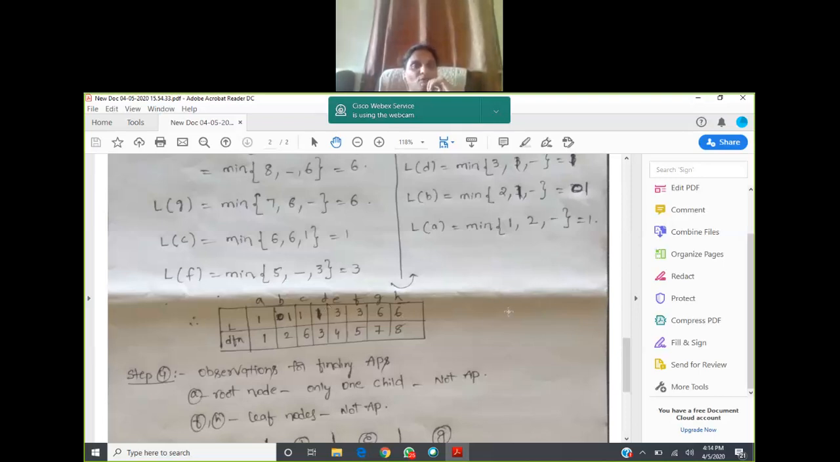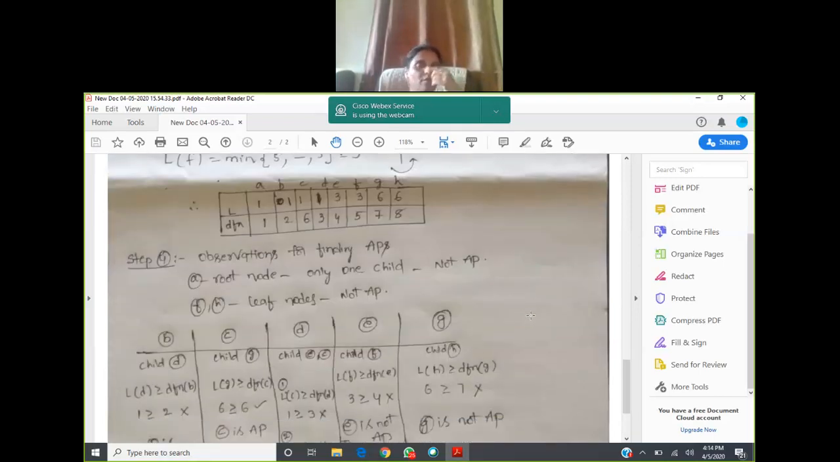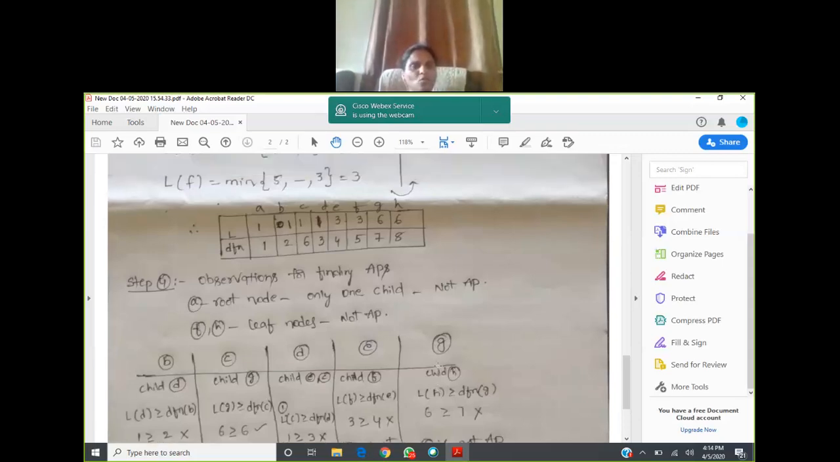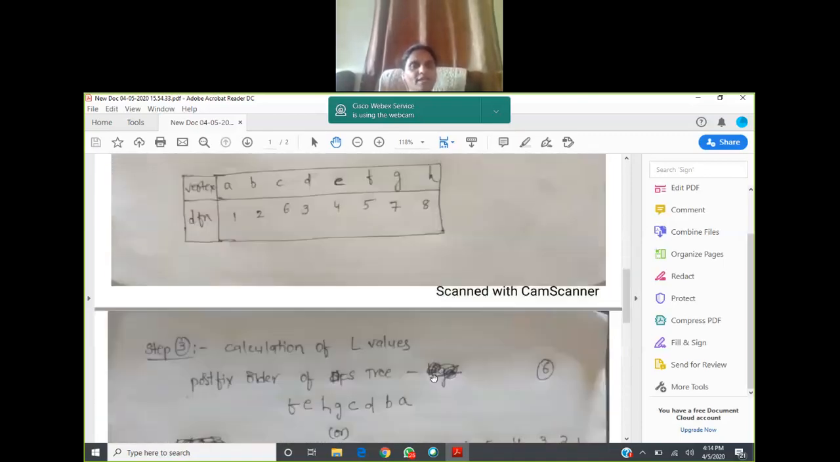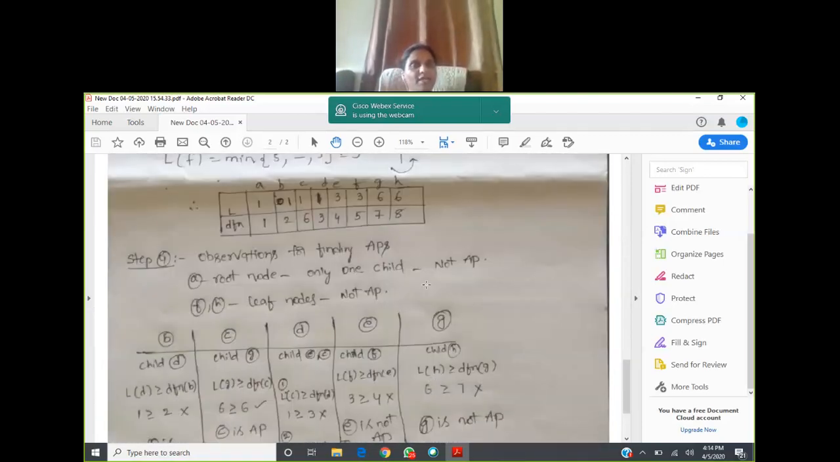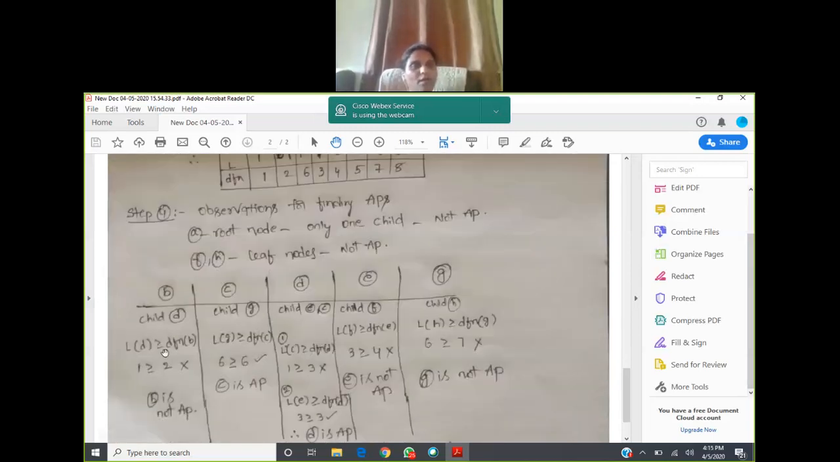And the step number 4 is identify which vertex is an articulation point. So A is a root node. Since it is having only one child, it is not an articulation point. F and H are the leaf nodes, so they are not articulation points. And the remaining vertices are B, C, D, E and G. So you have to check the formula: L of W is greater than or equal to DFN of U.